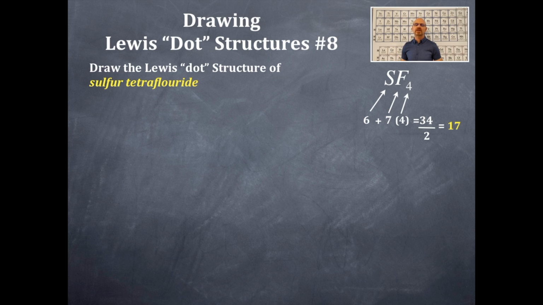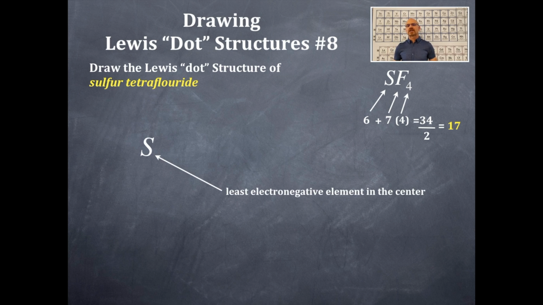Then the next thing to do is find the least electronegative element and place it in the middle, that is the one that's furthest from fluorine. So, there we go. That sulfur is the least electronegative, it goes in the middle. Then the other elements surround that sulfur, in the X marks the spot pattern.